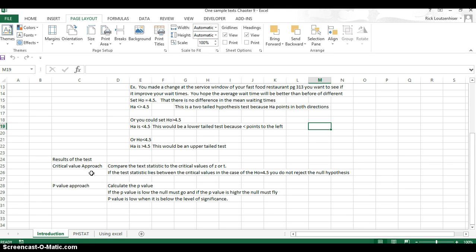Now, what do we do with the results? Well, we have the critical value approach, which says you take your test statistic and you compare it to the critical values. So what you basically do, the critical values are the z or the t values that come from the level of significance you've chosen.